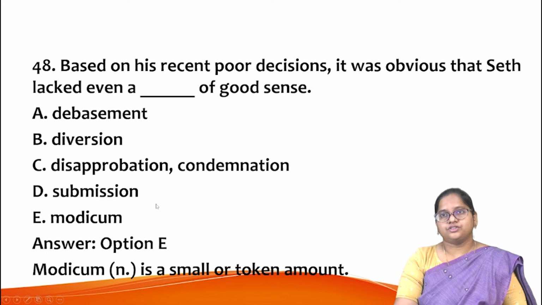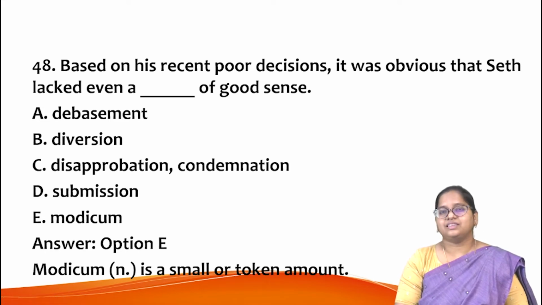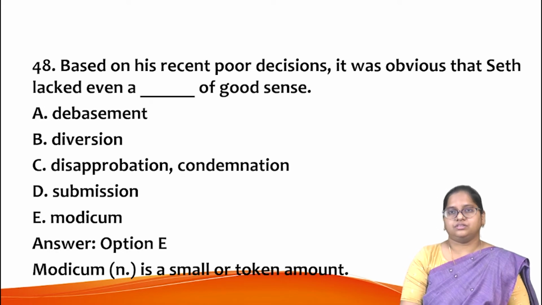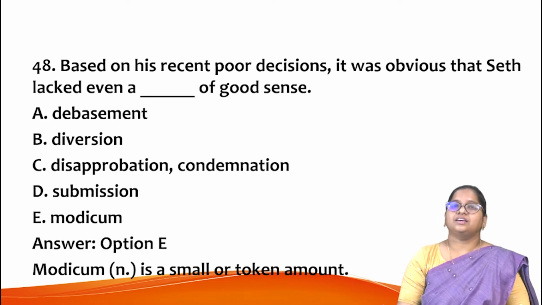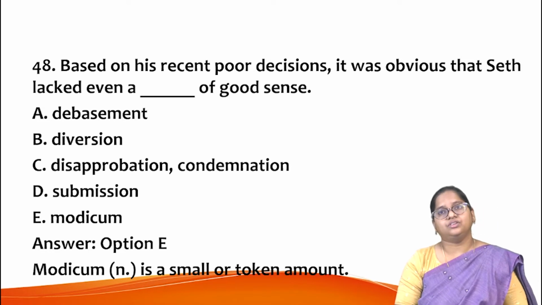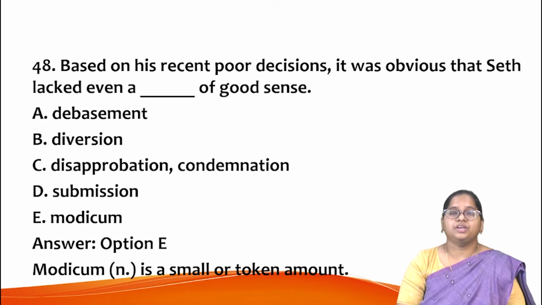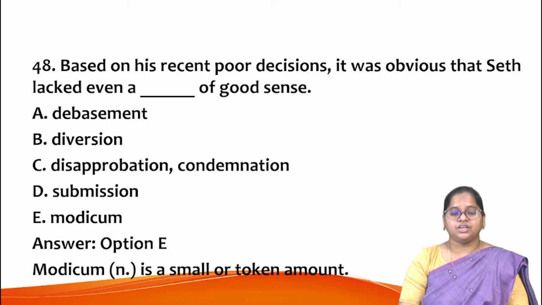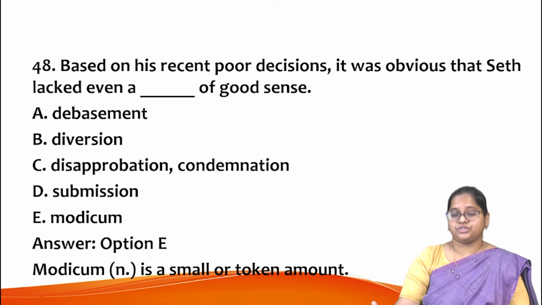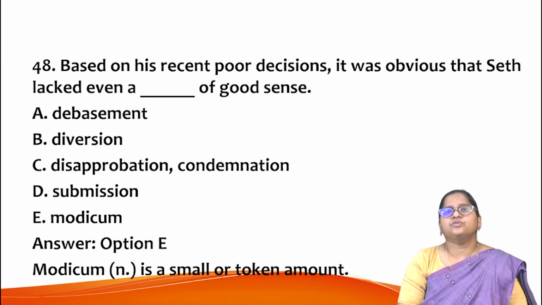Based on his recent poor decisions, it is obvious that Seth lacked even a what of good sense? A. Debasement. B. Diversion. C. Disapprobation. D. Submission. E. Modicum. So what?